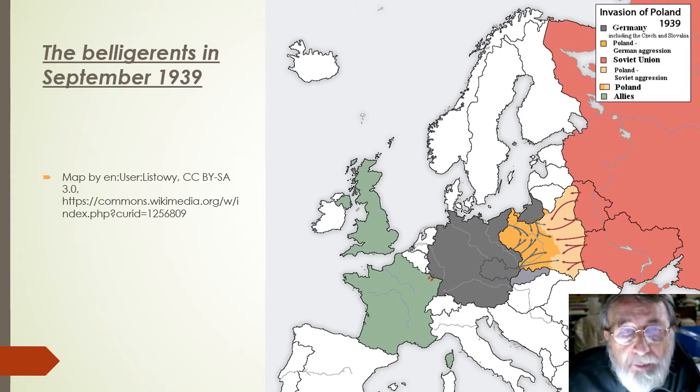This is the map of the belligerents in 1939. So the dark grey area is Germany, with its newly acquired territories of Austria and the Czech part of Czechoslovakia. And then the red on the right is the Soviet Union, and then the yellow is Poland, caught between the two. And the map shows you the rough division of Polish territory between the two conquering states. And then in green we have the Allies in the west, France and Britain. Everywhere else is neutral at this point.